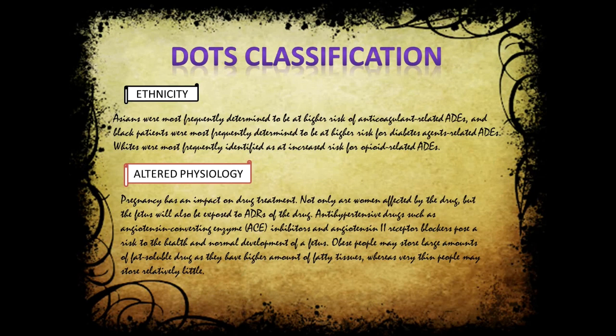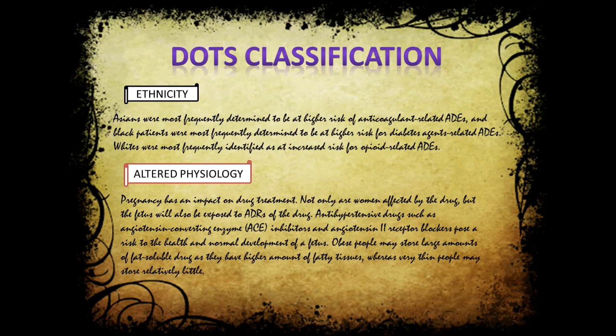Now, ethnicity. Based upon ethnicity, different ethnic groups have different sorts of adverse drug reactions. As a recent example, you have seen that corona has badly affected the Americans, whereas the Africans were not initially affected too much. So based upon ethnicity also, the disease as well as the drug effect varies.